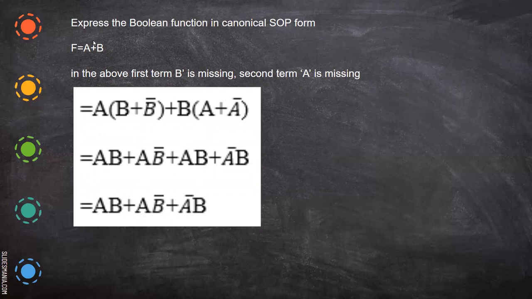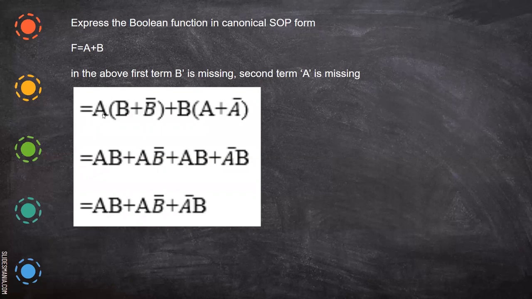We have A plus B. In the above, the first term, B is missing. Okay, the second term, I think this is wrong. This is correct only. Here A plus B is there because it is an SOP form. SOP form means what? It is min terms. So here it must be AB and AB, whereas here A must come, here B must come, but the terms are missing.